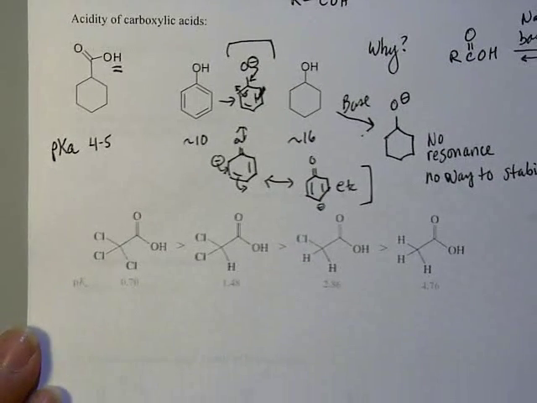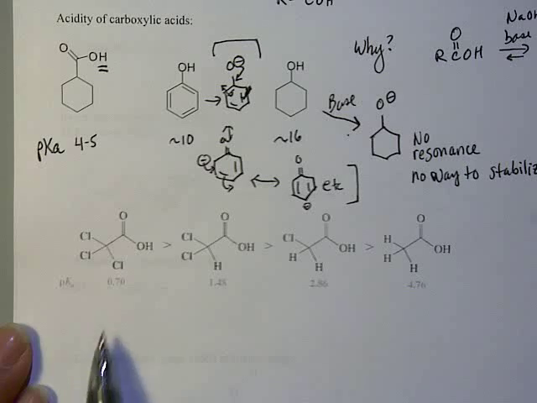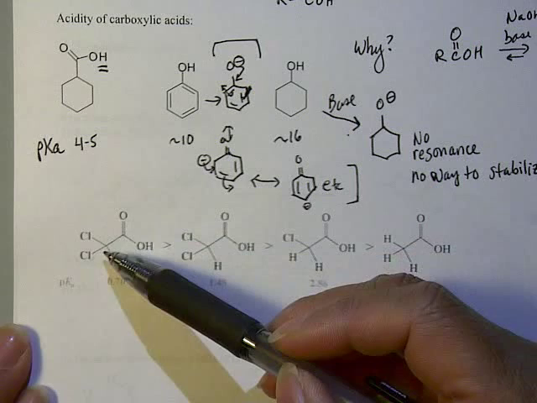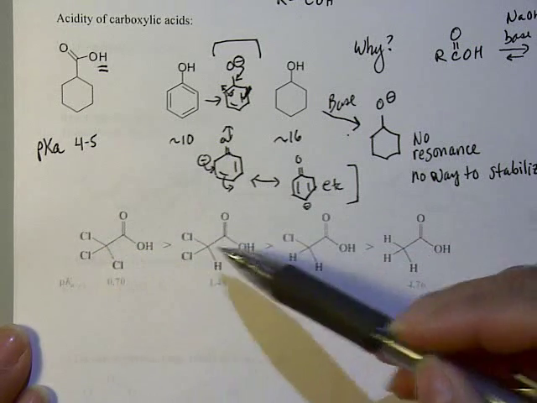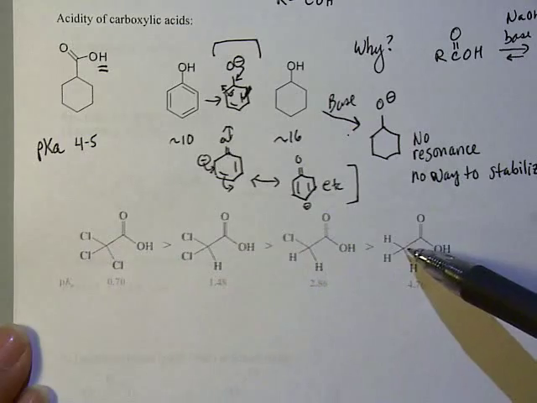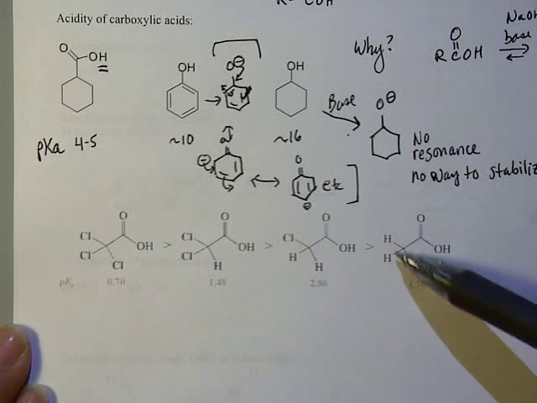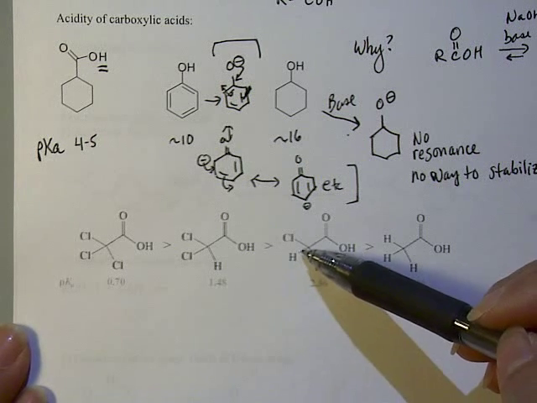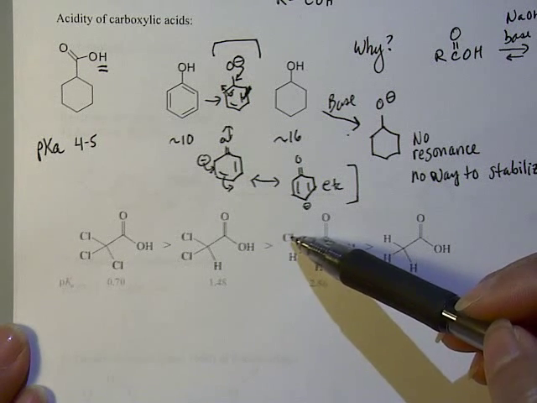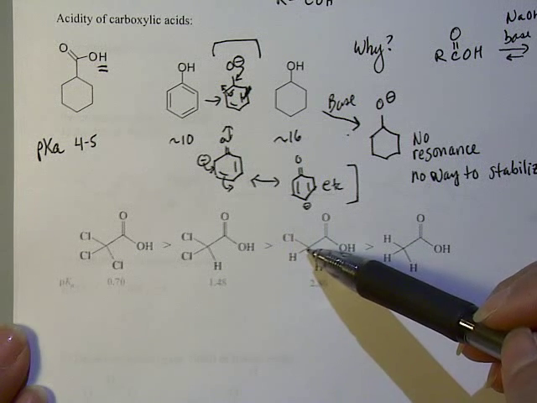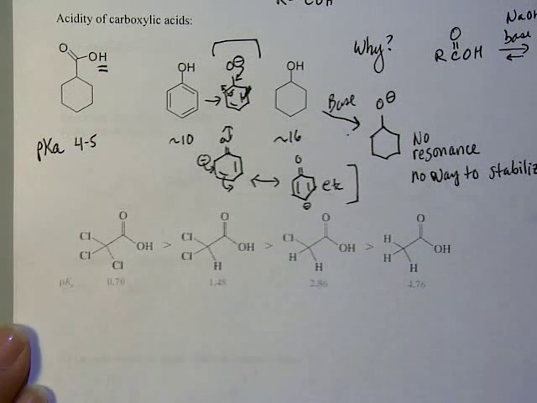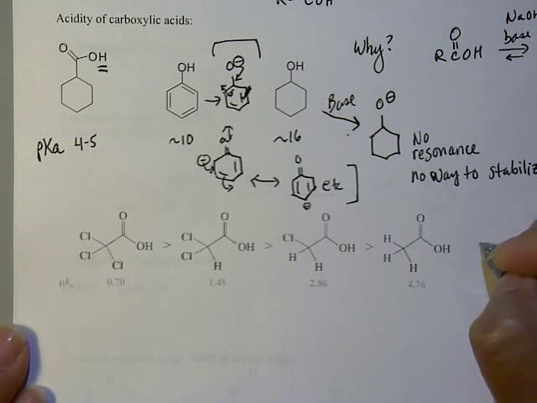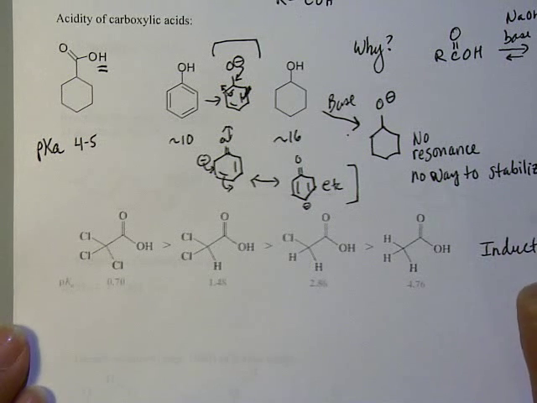So another way to look at this is a trend set here where you have a carboxylic acid, and here you have 3 chlorines next to it, and you have 2 chlorines next to it, 1 chlorine, and no chlorine. Okay, so this is basically acetic acid, and that pKa is 4.76. As you put an electronegative atom next door to this, notice that the pKa goes down and down and down. Okay, that's due to the inductive effect.